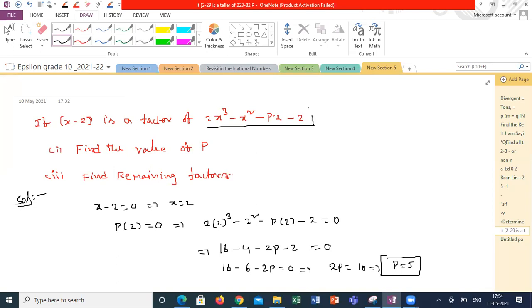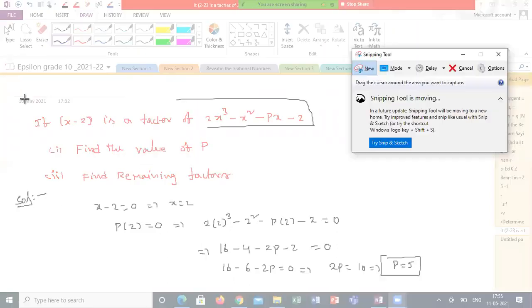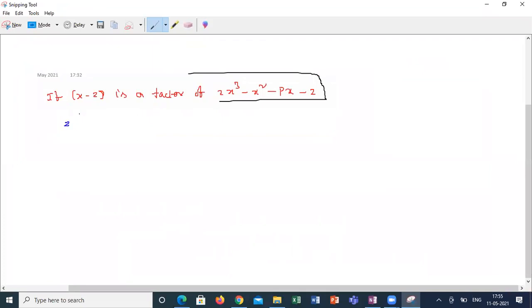So this expression can be rewritten with p is equal to 5, and after that he is asking us to calculate the remaining factors. How to calculate the remaining factors? This will be 2x cube minus x square minus 5x minus 2, and x minus 2 is a factor.